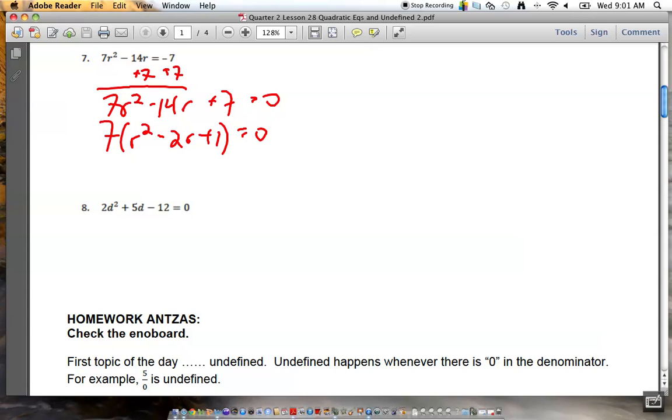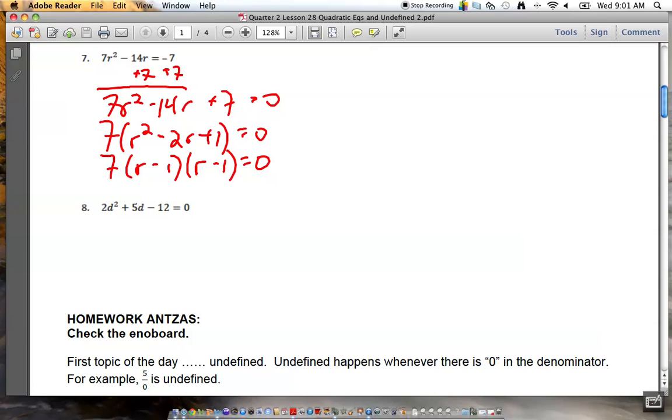Now, this is very easy to factor. What do you factor that to? Why didn't you just add the 7 to the negative 14r? Because you can't combine numbers with r's. Now, if I factor this, I get r minus 1 times r minus 1, because minus 1 times minus 1 is plus 1, and negative 1 and negative 1 add up to negative 2.